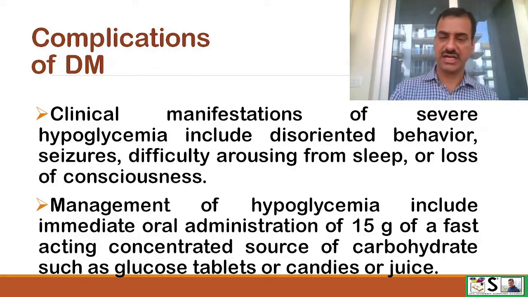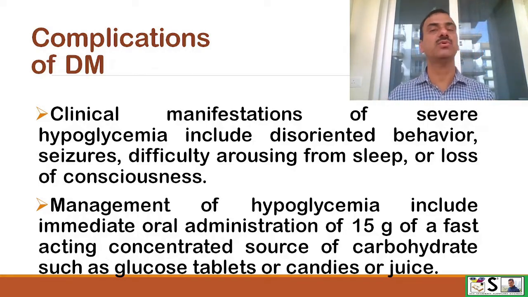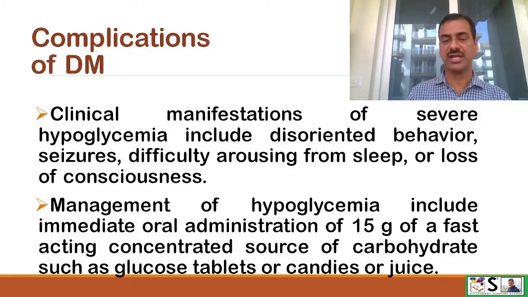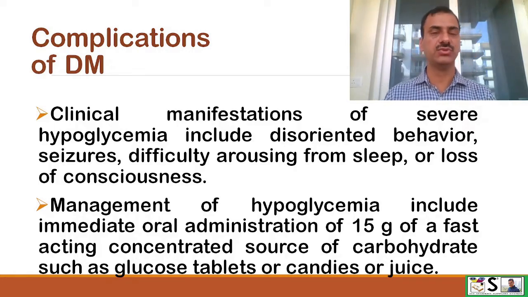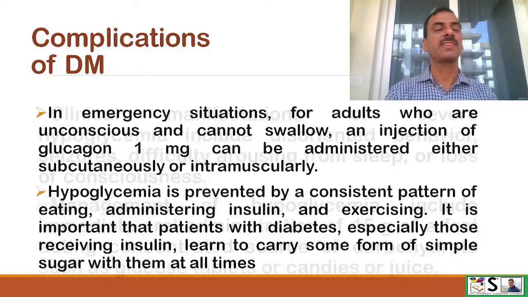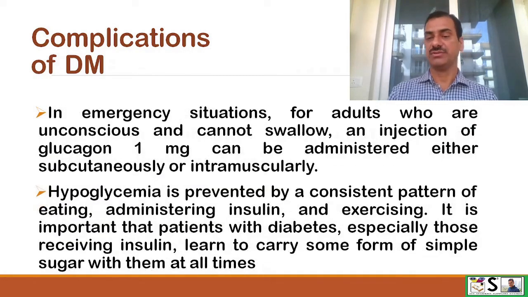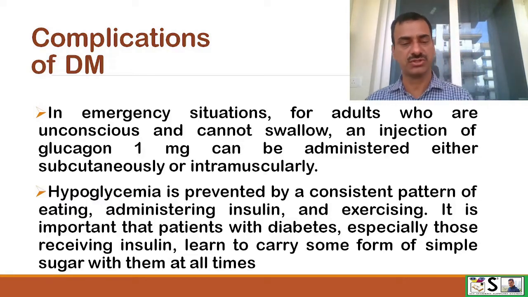How will we manage hypoglycemia? Management of hypoglycemia includes immediate oral administration of 15 gram of fast-acting concentrated source of carbohydrate such as glucose tablets or candies or juices. In an emergency situation, for clients who are unconscious and cannot swallow, an injection of glucagon 1 milligram can be administered either subcutaneously or intramuscularly.